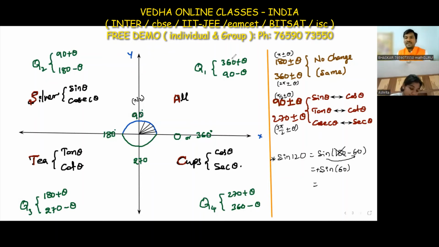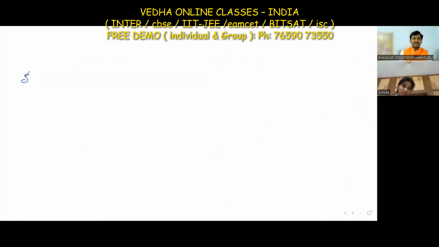Now tell me the root value. Root 3 by 2. Yes, sine 60 is root 3 by 2. So that means sine 120 is also root 3 by 2 only. Can we find sine 120 in any other way? Is there any other possibility? Yes, we have another possibility. We can find sine 120 degrees like this also.